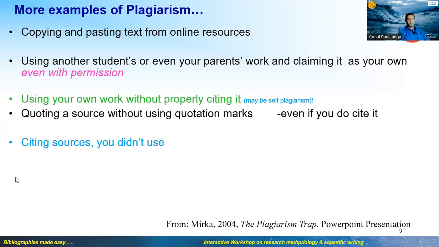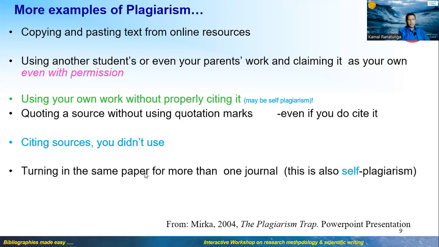And citing sources you didn't use, that is also common in some cases, right? Especially in student assignments, sometimes in theses, you have hundreds of references at the end, but they have not been cited in the text, or there is no in-text citation, just to show the reader that you have read a lot, but it has no meaning. Everything in the reference list has to be in the in-text citation, and everything in the in-text citation has to be in your reference list, and you have to check it vice versa. Most students miss this when they are submitting, right?